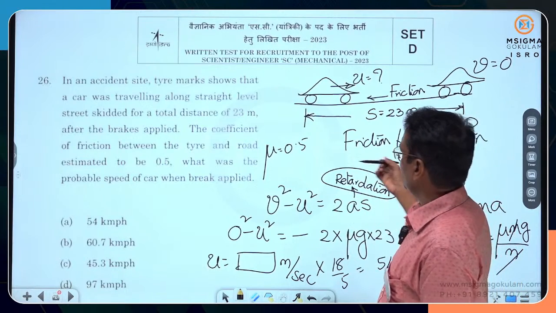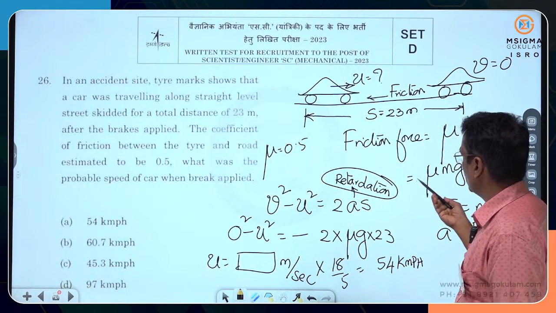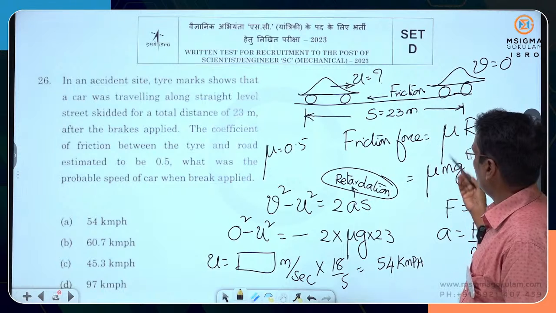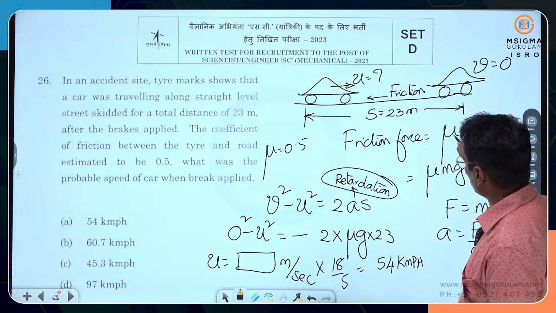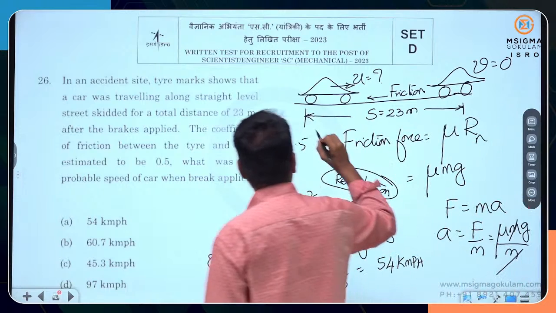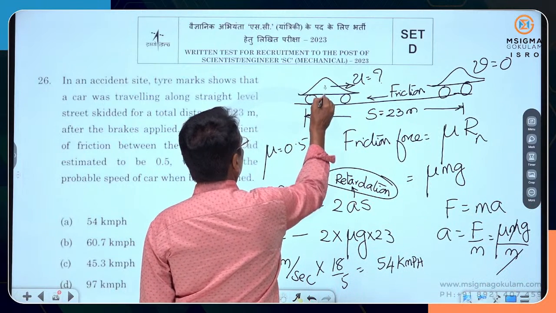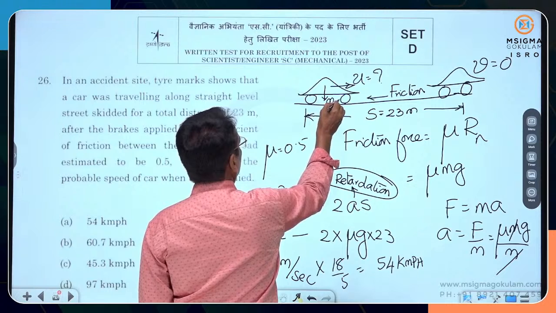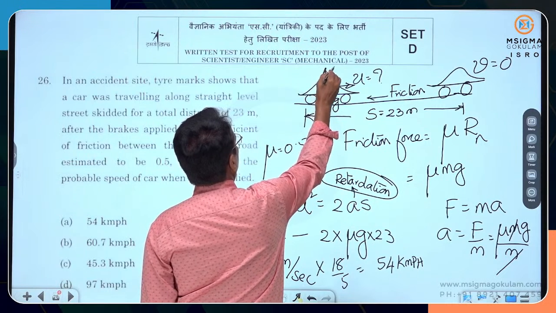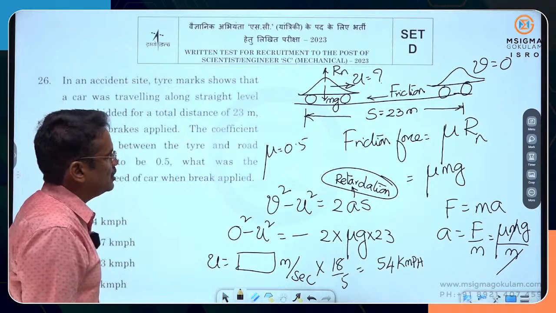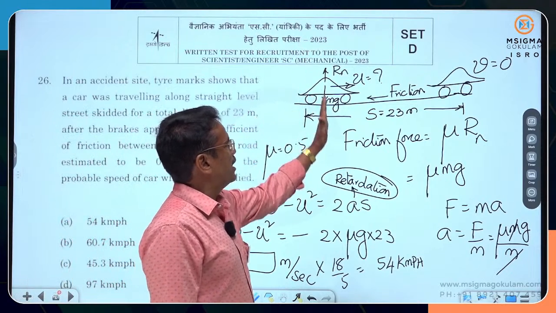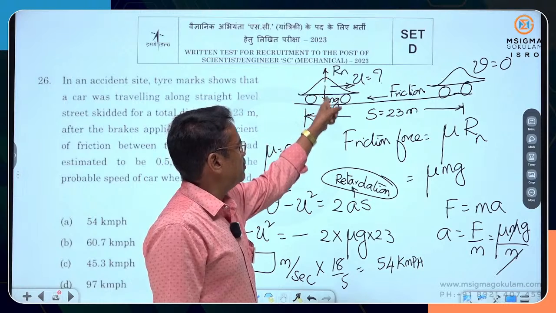I just applied Newton's second law of motion, F is equal to ma. There is only one force that is acting, F the friction force is equal to mu into Rn. What is the normal reaction? Weight is acting downwards. Normal reaction will be acting upwards. Because there is no motion of the car in this direction, normal reaction should be equal to the mg.